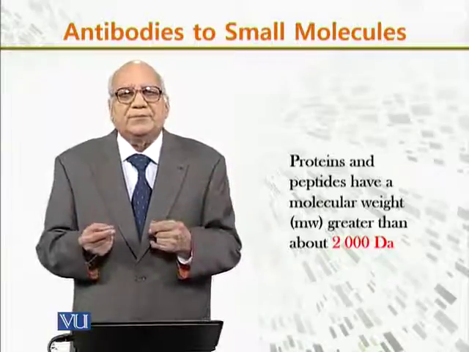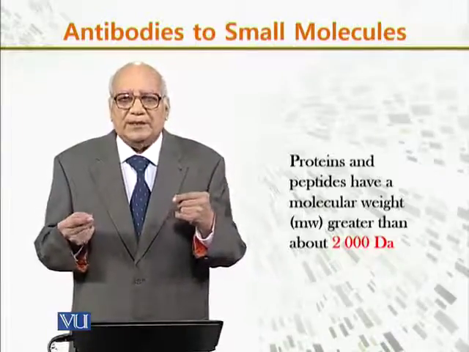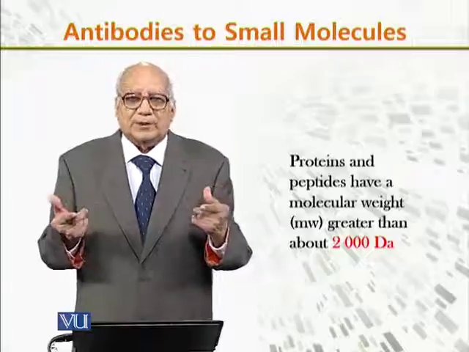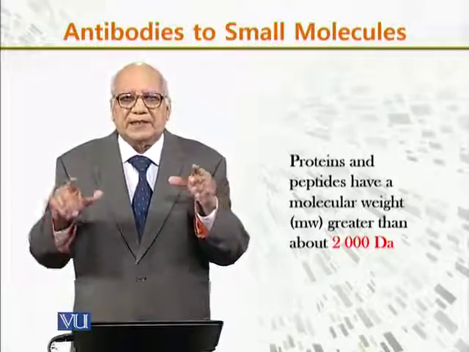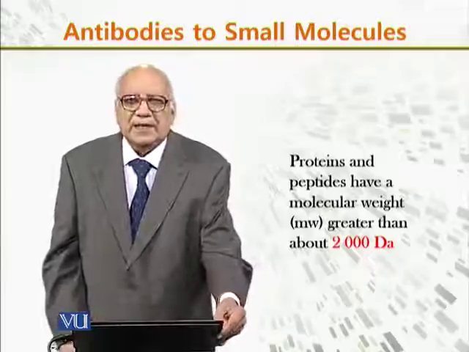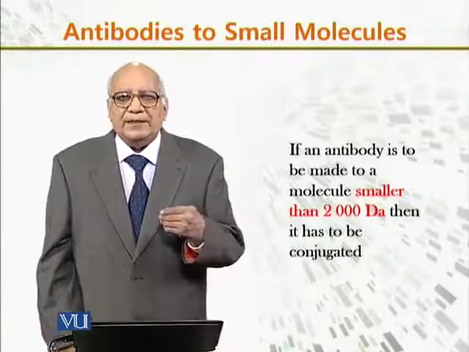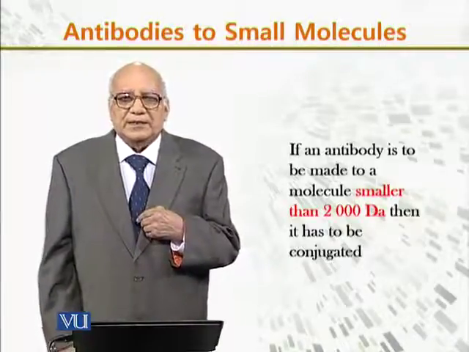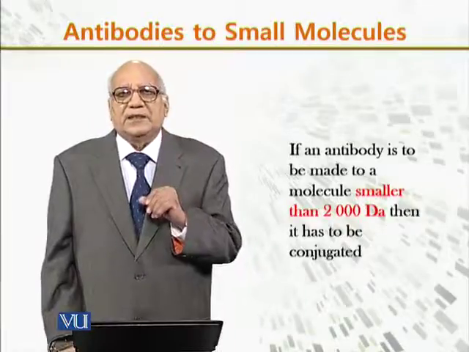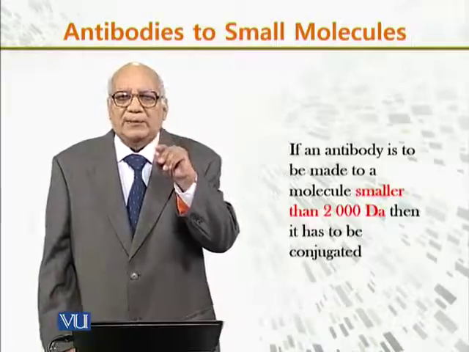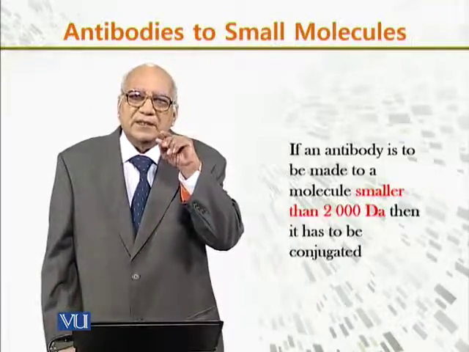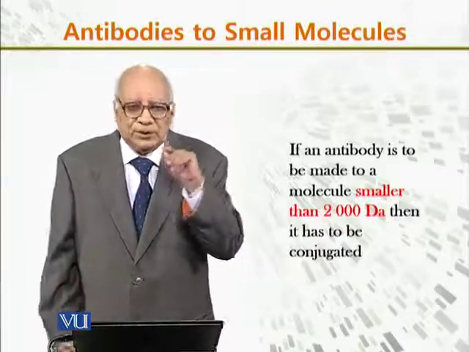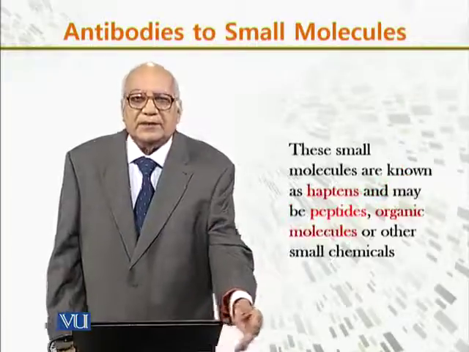Proteins and peptides generally have a molecular weight greater than 2000 Daltons. Almost all proteins and peptides have a molecular weight greater than 2000 Dalton. Now, if an antibody is to be made to a molecule with a molecular weight smaller than 2000 Dalton, then it has to be conjugated. That is, if you want an antibody to a molecule with a molecular weight less than 2000, then you have to conjugate it to certain other chemicals.